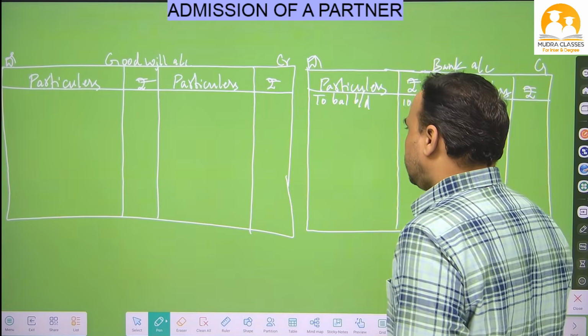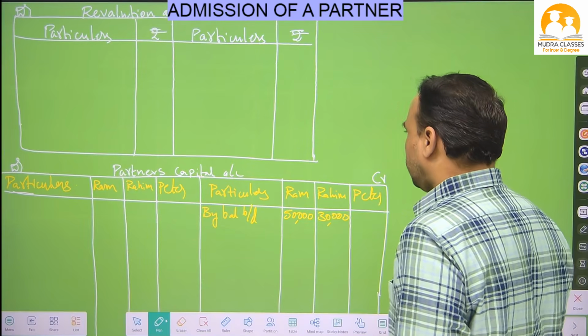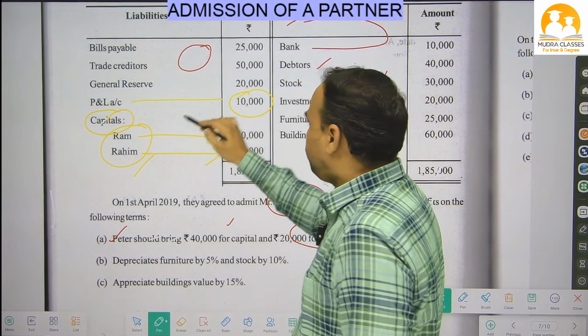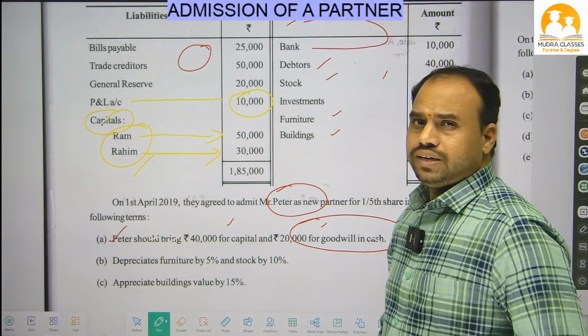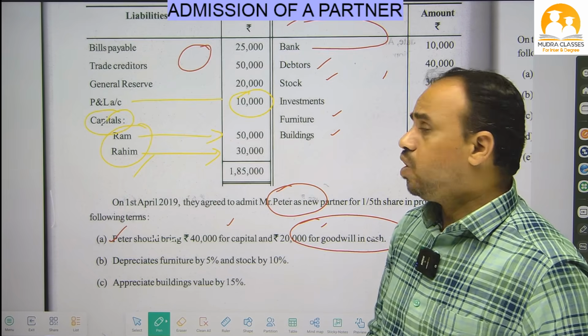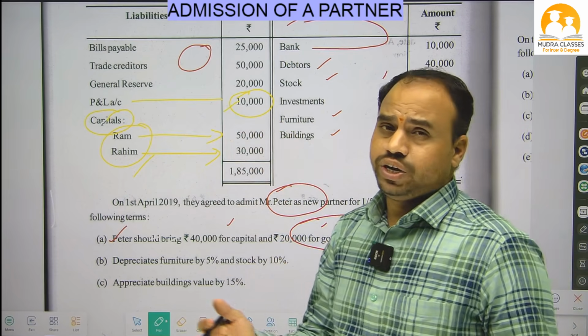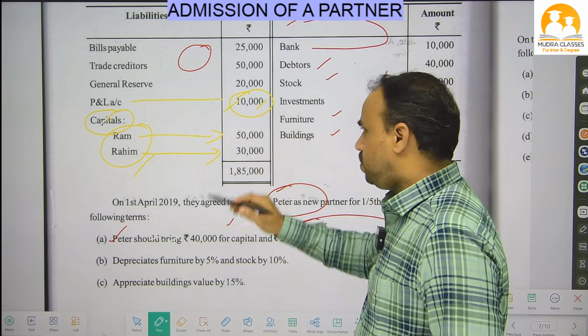Okay, let's see the next question. What is the next item given? P&L account. What is the meaning of P&L account? P&L account is nothing but last year Ram and Rahim got a profit of 10,000 rupees in the business, but they did not share it between them. So now these 10,000 rupees we have to distribute to them.